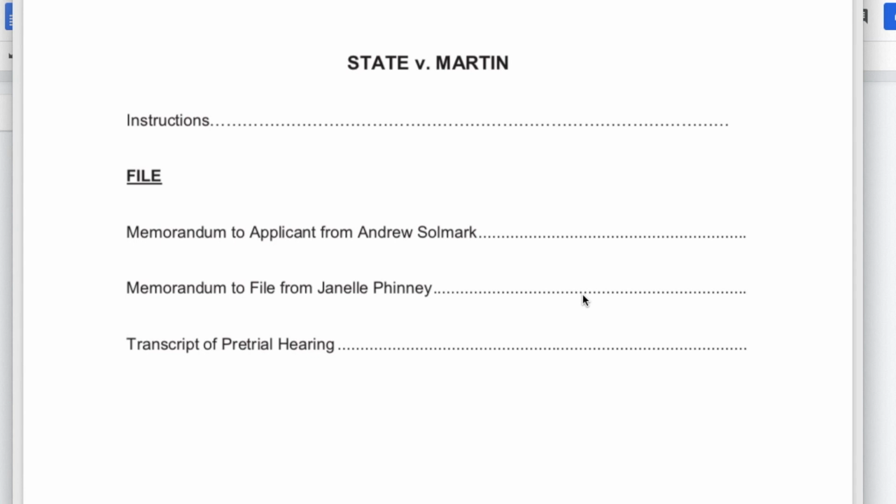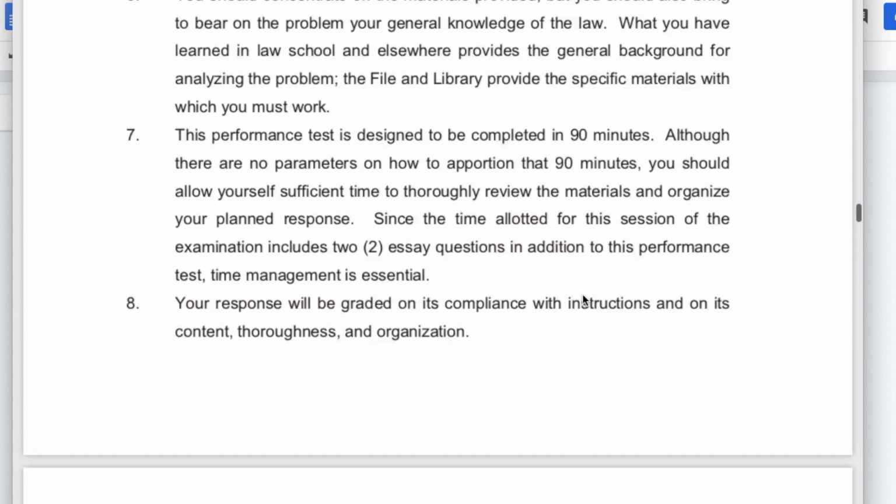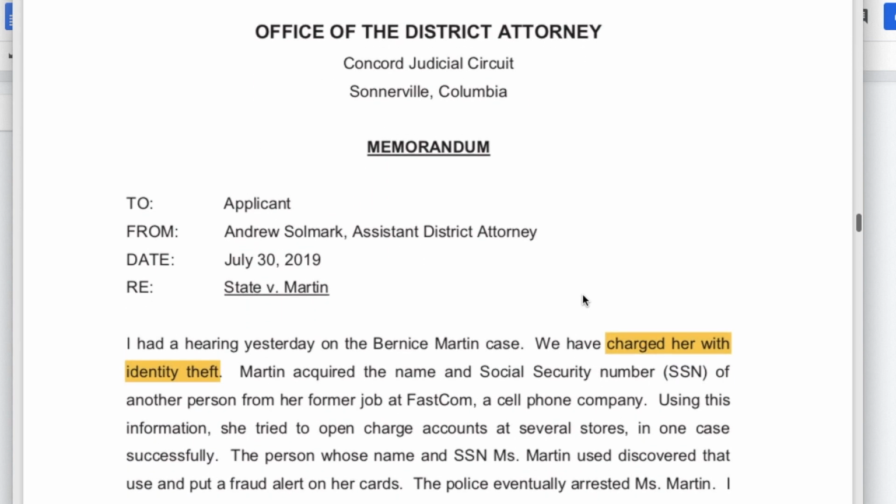Now, I do want to say that the work that I present here does not have to be exact for you to get a passing score. And why is that? It is because you are required to write an organized essay. That does not mean that there's just one way to be organized. So with that said, let's get started.